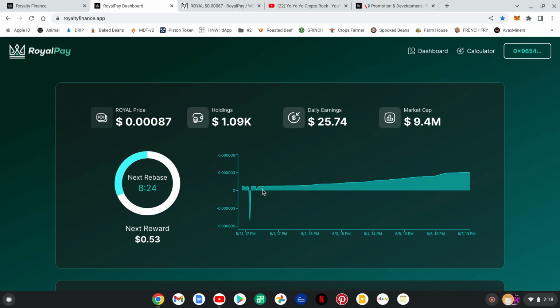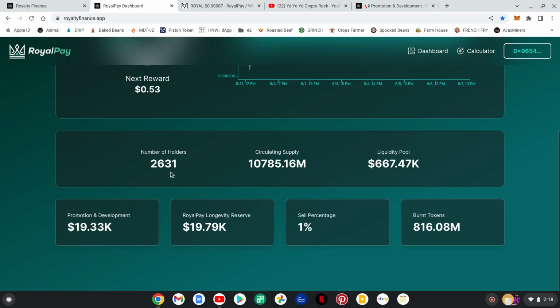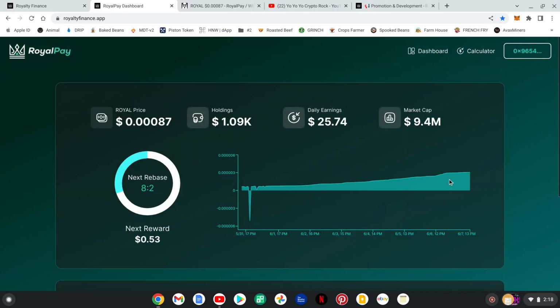So if you look at their chart here, it's been steady growth, 9.4 million market cap. My daily earnings right now are $25.74, and my total holdings is 1.09 thousand. All right, get in here, check it out. 2,631 holders. We are on the road to 5,000. And I would say definitely check it out.